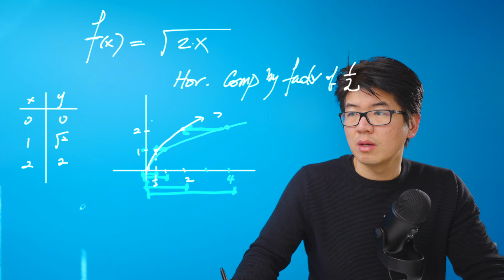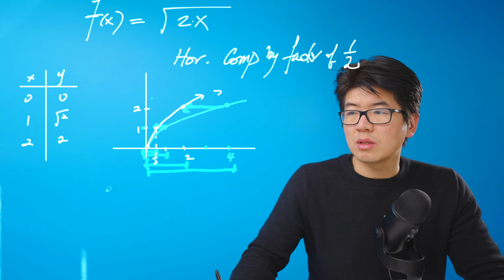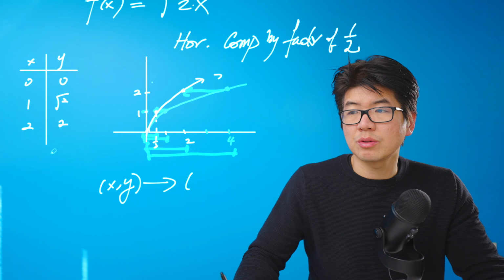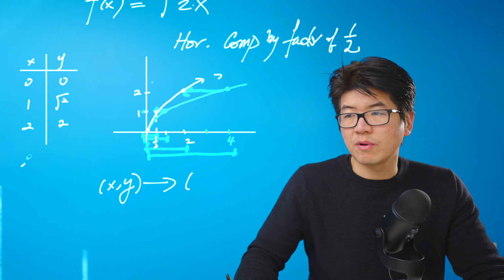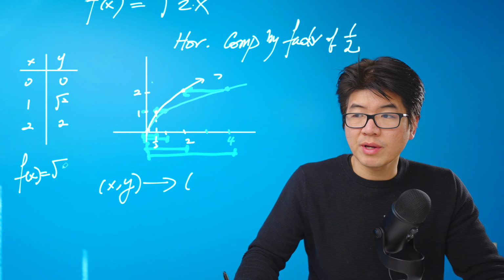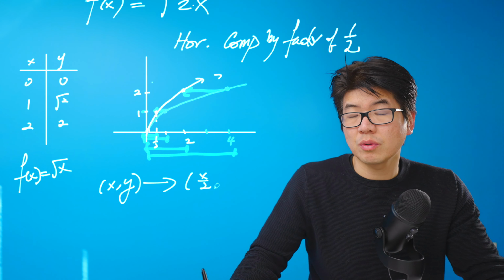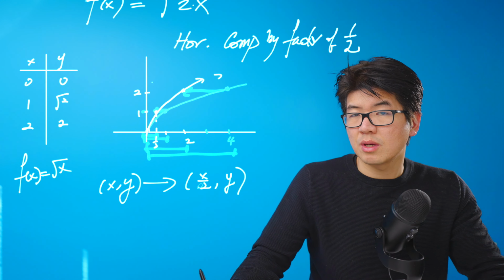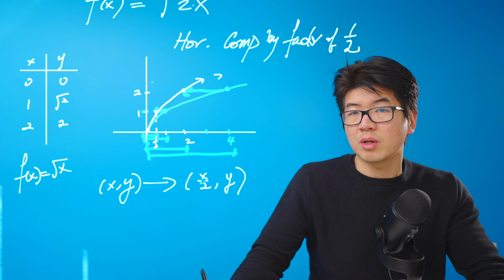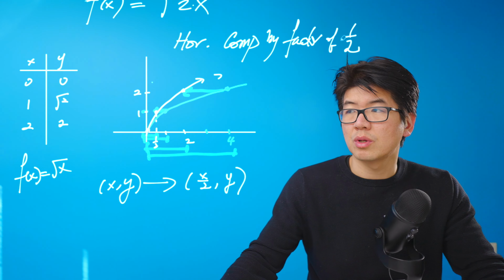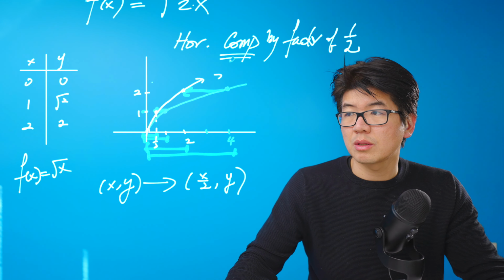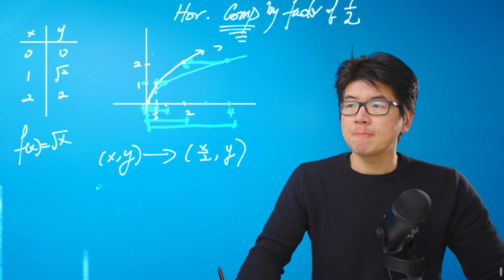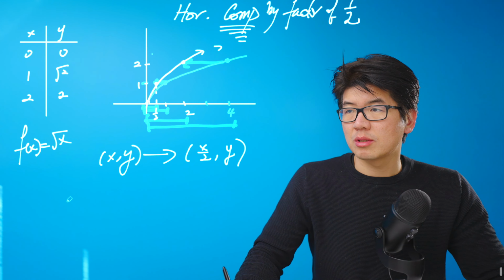All right. So in terms of transformation mapping, x compared to the original, the parent function of root of x, gets divided by 2, and y doesn't change. Because we're affecting the x, it's a horizontal transformation, and because we're dividing by 2, it's a compression. Okay, compression.